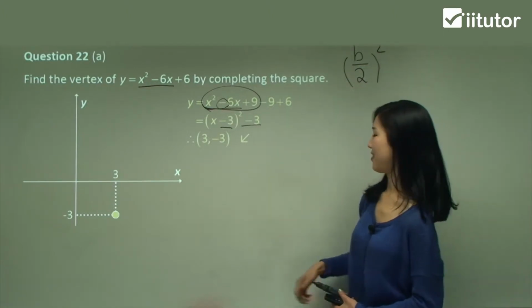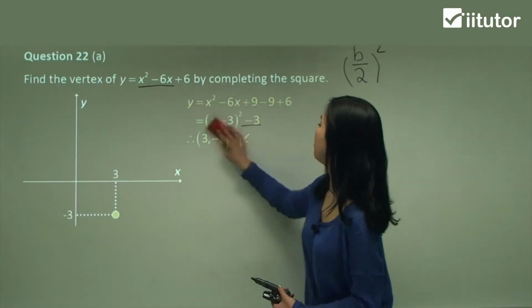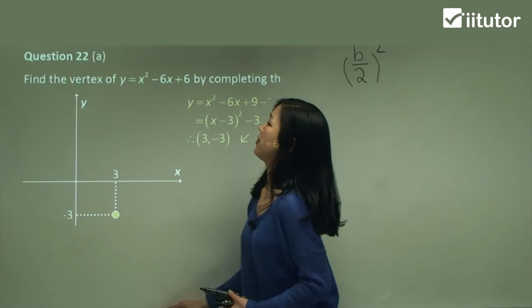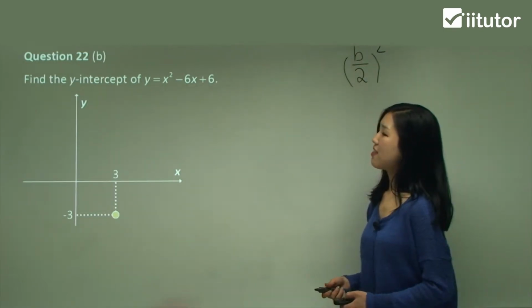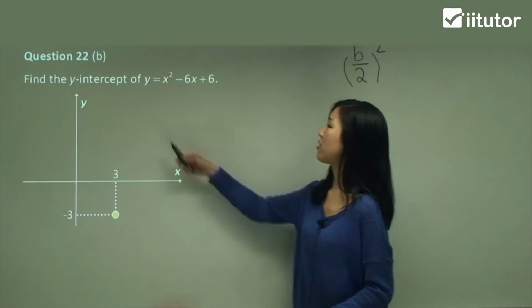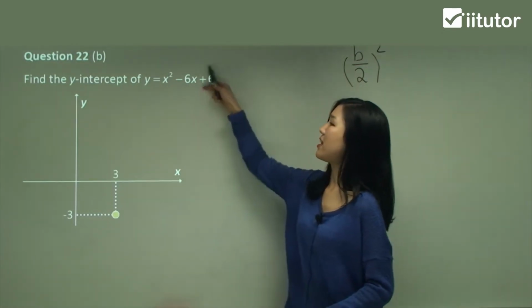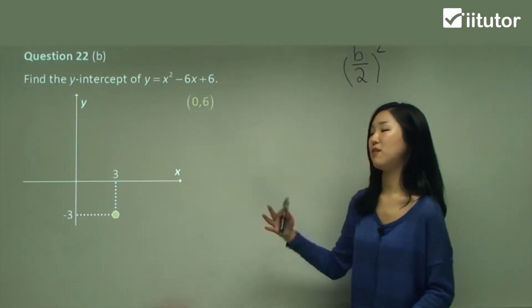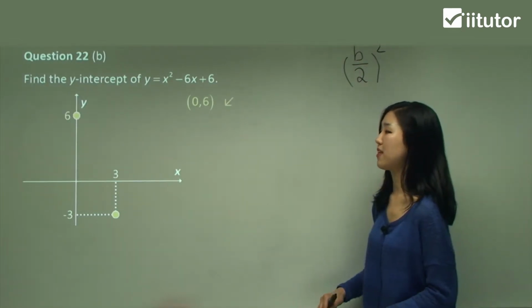Alright, so again, I think that was pretty simple. That was question 22A. And then B, again, we're going to find the y-intercept. So just sub in x equals 0. If that becomes 0, the remaining is 6. So the y-intercept is 0, 6. So I'm just going to plot that in.